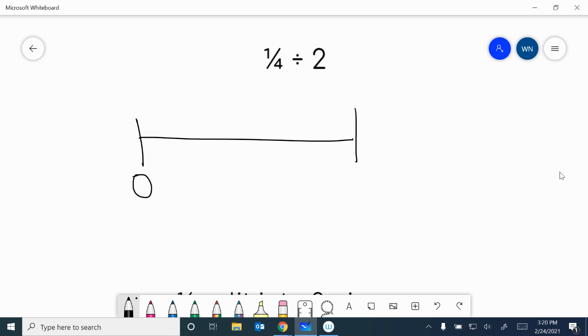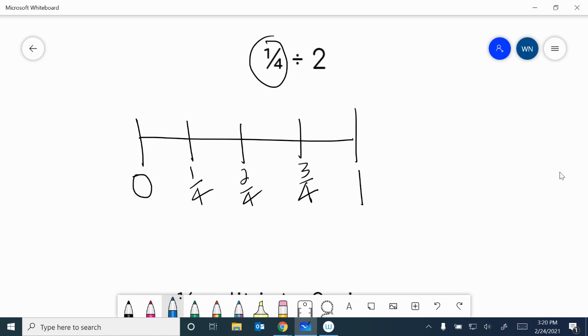I'm going to draw a number line. I've got 0 and 1. Now, we have to divide it into 1/4 first. So let's go ahead and do that. As you can see, I've got 1/4, 2/4, 3/4. All right. Now we have to divide our 1/4 into 2 parts. Let's go ahead and divide each 4th into 2.